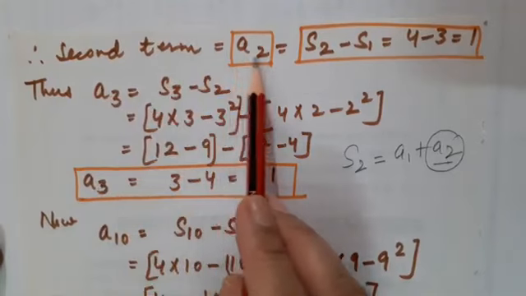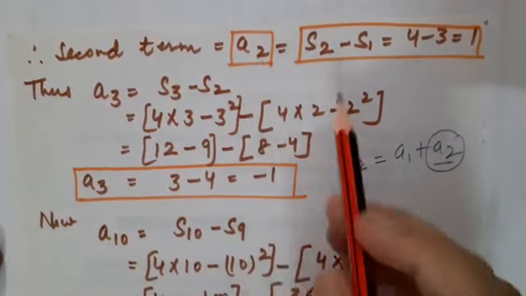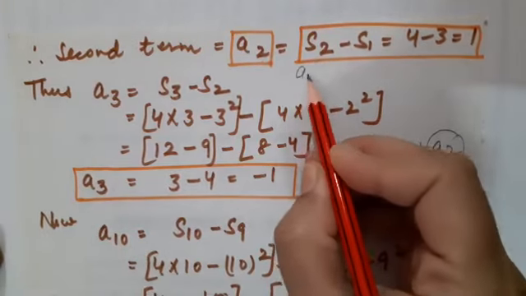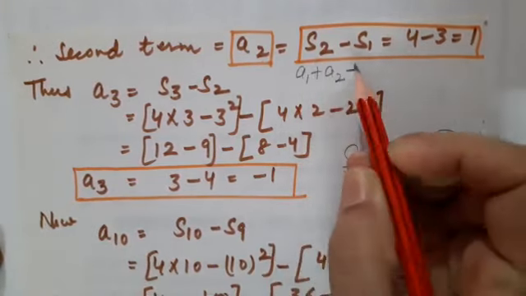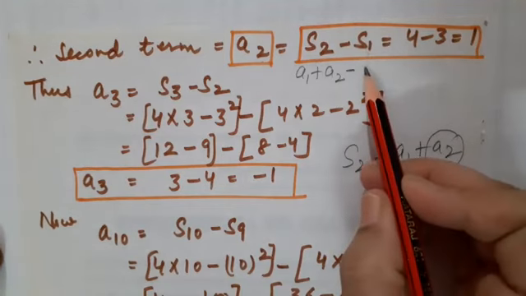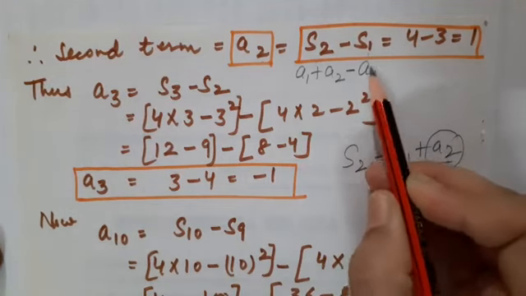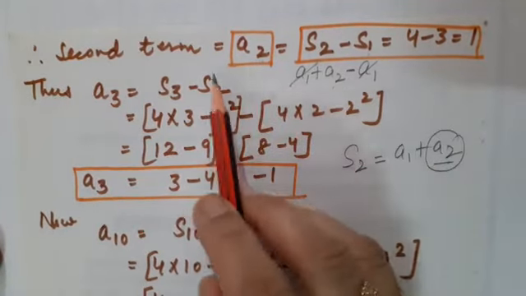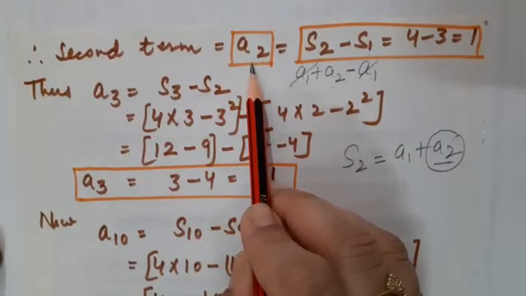Second term is equal to A2. That is equal to the sum of first two terms, that is A1 plus A2. Now I am going to subtract what? S1. And I have just told you what is S1. That is A1 only. Fine. So both are going to be cancelled. Ultimately I am going to get A2. Correct, student? So how am I going to get the second term?